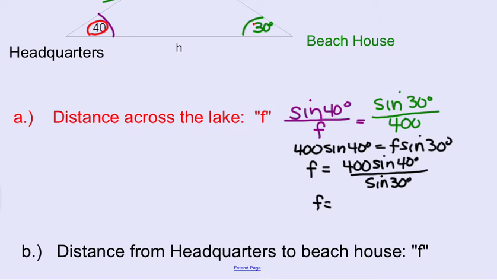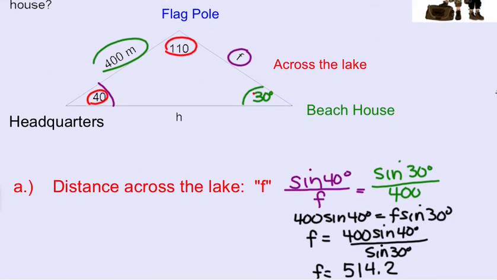So enter in 400 times the sine of 40 degrees and divide that value by the sine of 30. And what you should get is 514.2. So now we can go back up here and identify this as 514 meters. There's your first answer. The second piece asks us, what's the distance across the headquarters to the beach house?